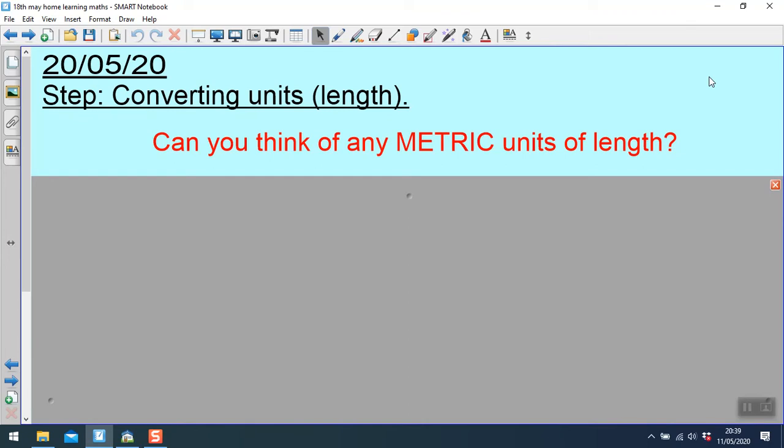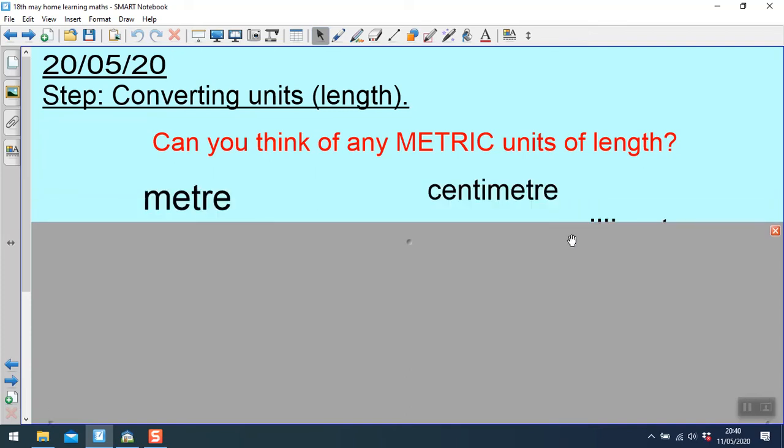We're going to be applying what we learnt about multiplying and dividing by 10, 100 and 1000 for converting between units, and we're going to be looking at length. Can you think of any metric units of length to start with? I'll give you a clue. Metric is different to imperial, and imperial units of length include inches, yards and feet. Can you think of some metric units of length? Pause the video while you think of these.